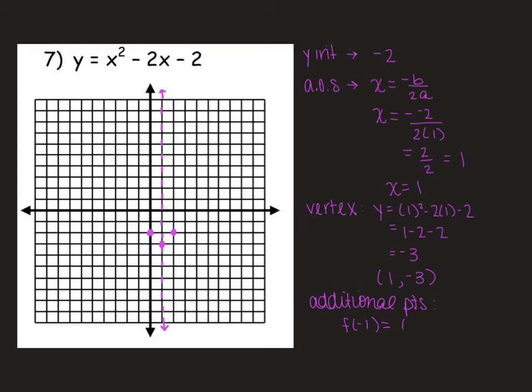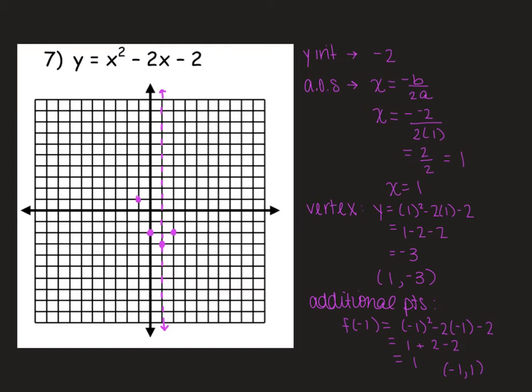When I plug in -1, I do -1 squared minus 2 times -1 minus 2, which is 1 plus 2 minus 2. So that gives me just 1. So I have an additional point. This is just a random point, and it's at -1, 1. So go to -1, up to 1, and there you go.